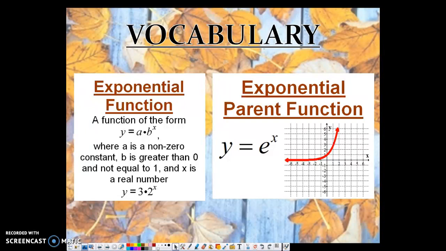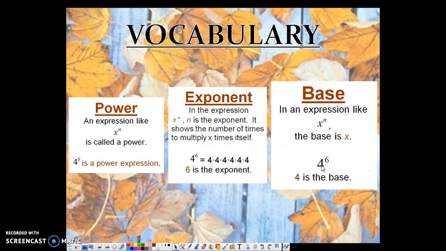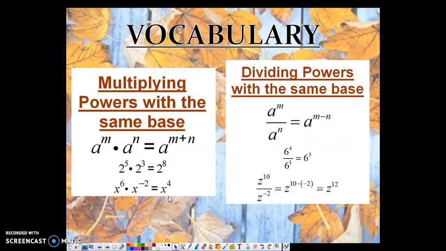Okay, so an exponential function we went over is anything to the power of x. This is an exponential function. It's e to the x power. It goes like that. Okay, a power. A power is any expression that's something to the something power. So 4 to the 6th power, that is a power expression. The exponent is the 6, so it's the one that's being raised to. The base is the 4 here, the one that's being raised to a power. Okay, so you need to know these.